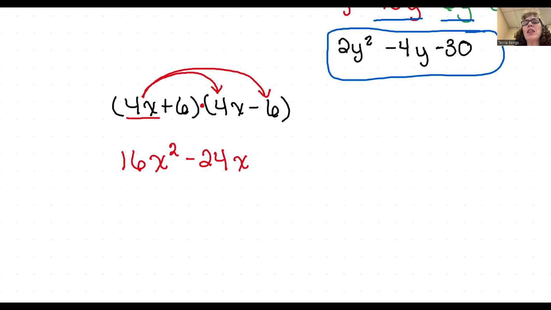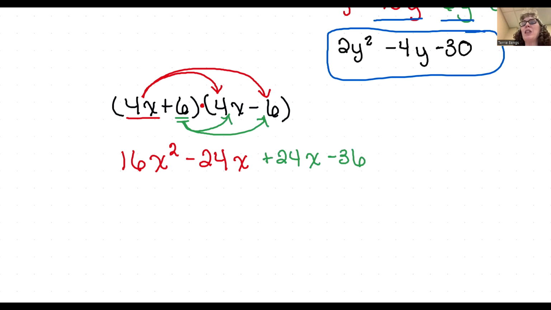So we're going to move to the second term in the first set of parentheses. And this time we're going to multiply that 6 times that 4x and that 6 times that negative 6. He's going to multiply by each term inside that second set of parentheses. So 6 times 4x, so 6 times 4 is a plus 24. They have an x with them, so we'll bring down that x. And then 6 times a negative 6 would be a negative 36. All right, so we're not done yet.